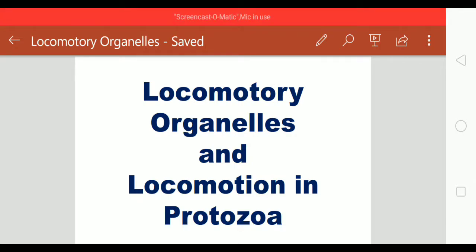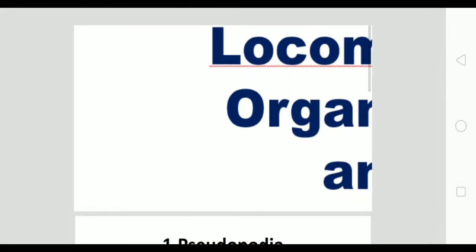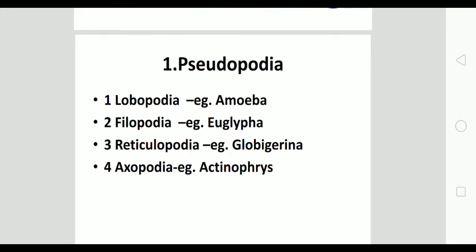Today we discuss locomotory organelles and locomotion in protozoa. In this we see the three types of locomotory organelles: pseudopodia, cilia and flagella. First, pseudopodia. The pseudopodia, that is false foot.